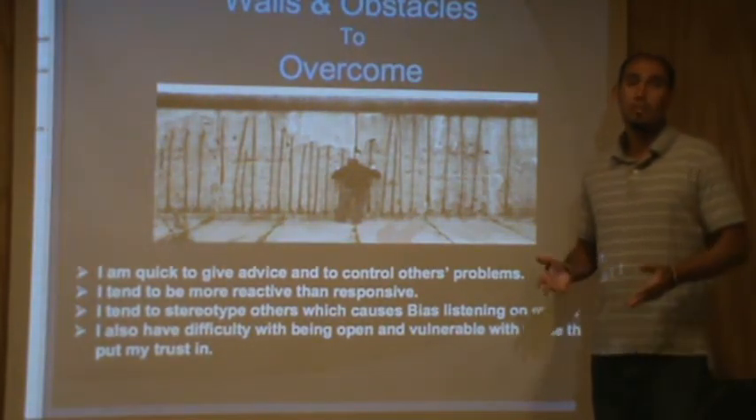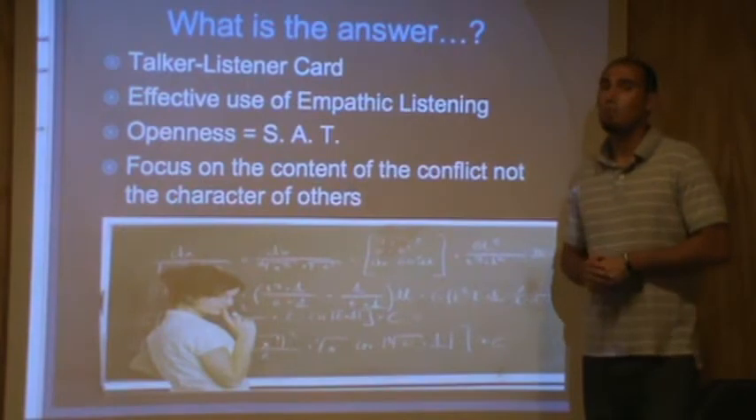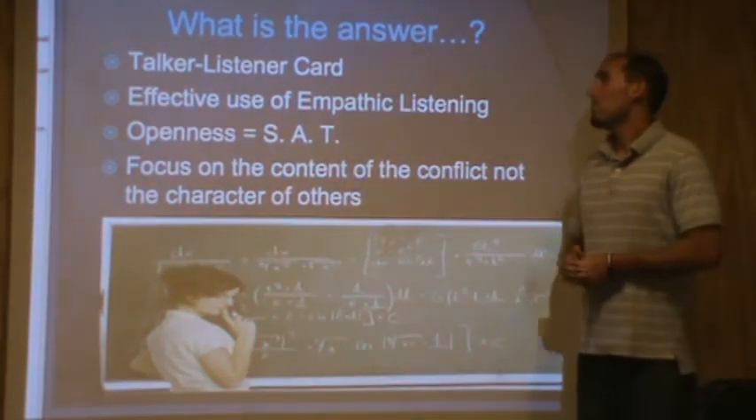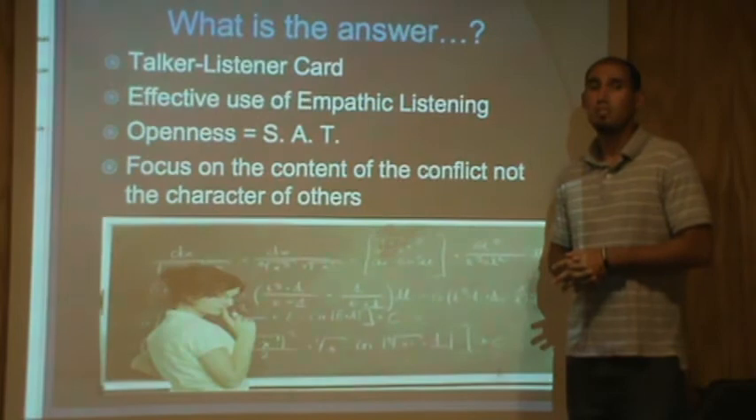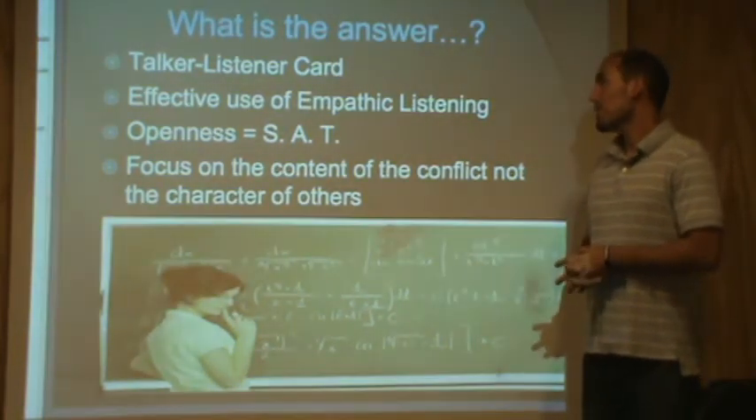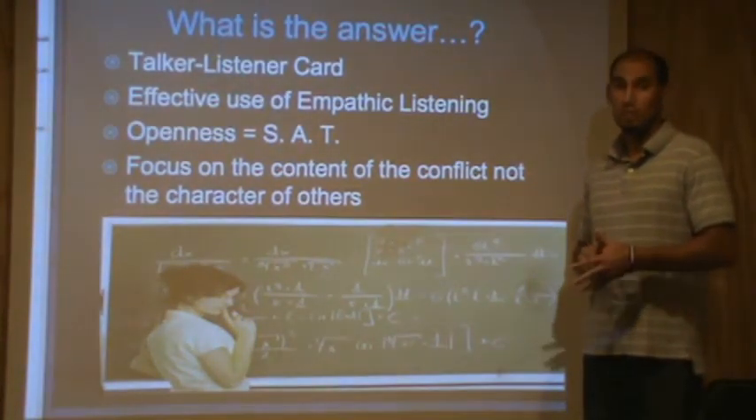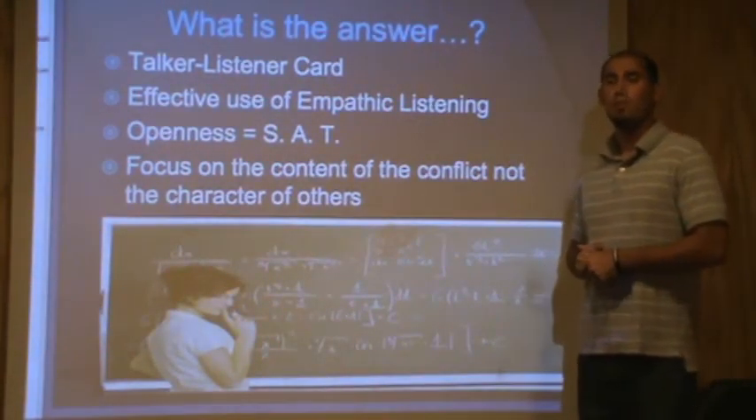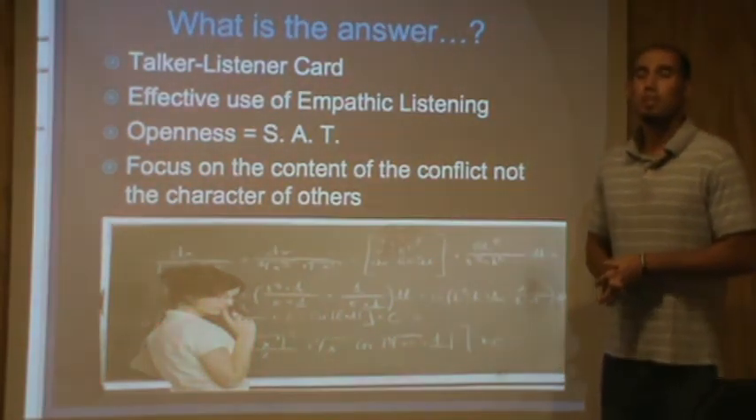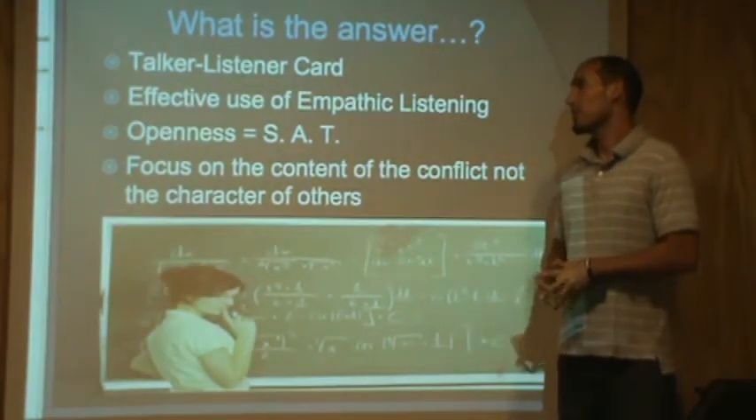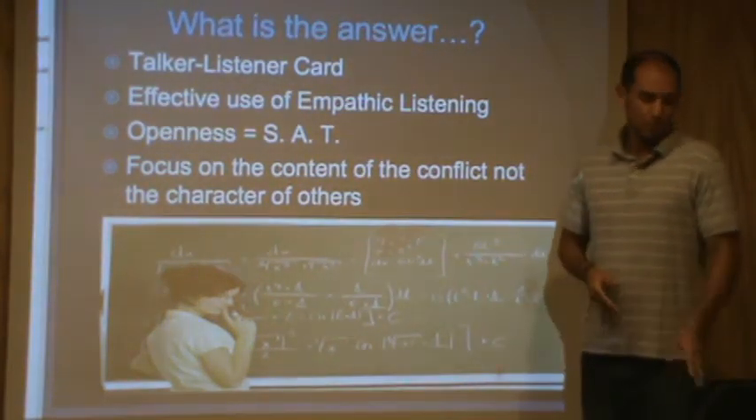So you're saying, what is the answer? The answer is using Peterson's talker listener card, which I have found to be most resourceful for me to solve some of the conflict that I have in some of my difficult discussions and conversations with peers and family. And I also want to use effective and empathic listening to help in those difficult discussions. Stewart gives a great formula, which is openness equals SAT. That acronym stands for self-awareness, self-acceptance, and trust. And if I can also just focus on the content of the conflict rather than the character of others, this would be more helpful.